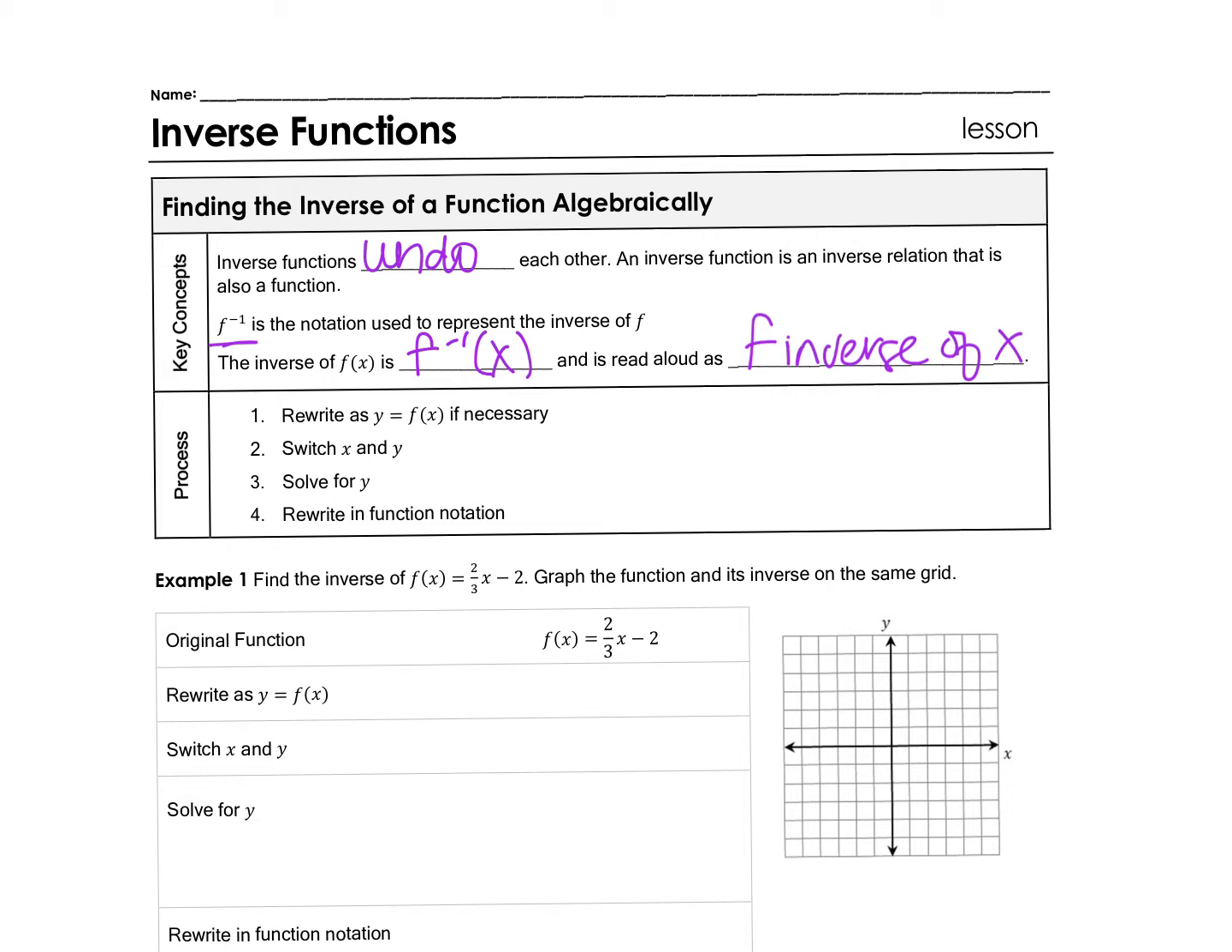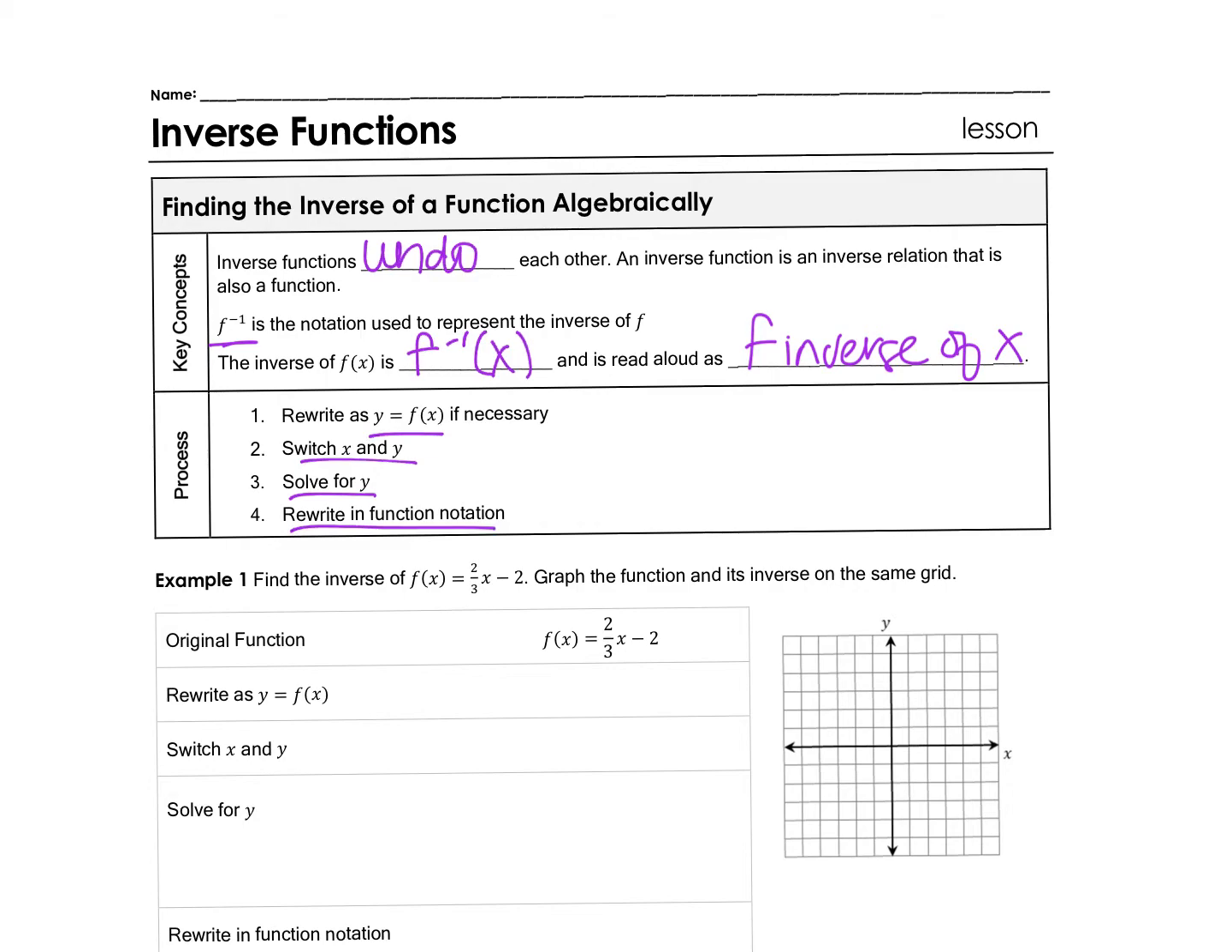All right, so the process that we're going to be doing is, first, if we need to, we're going to rewrite the f of x as y. And then, if you remember from the previous lesson, to find the inverse of ordered pairs or a table, all you're doing is switching your x and y. So that's what we will do next: switch x and y, and then solve for y, and then rewrite it in function notation if needed.